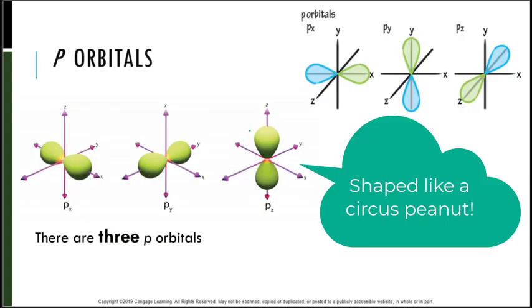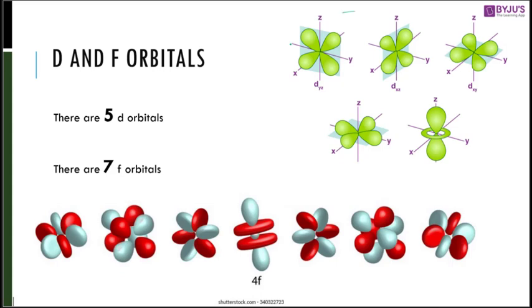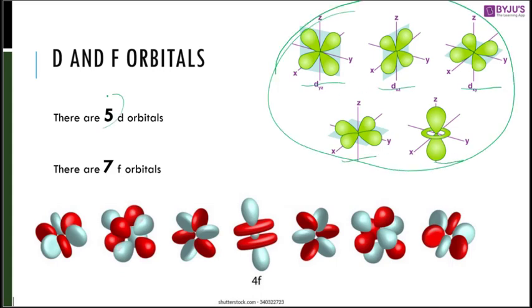These are my p orbitals. There are 3 p orbitals. These are my d orbitals. There's 1, 2, 3, 4, 5 d orbitals. And these are my f orbitals.